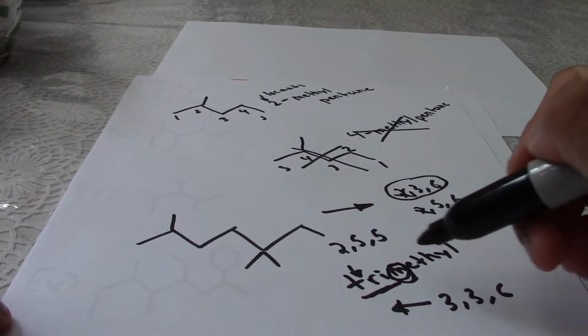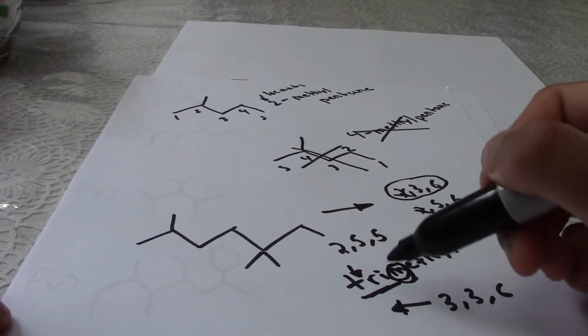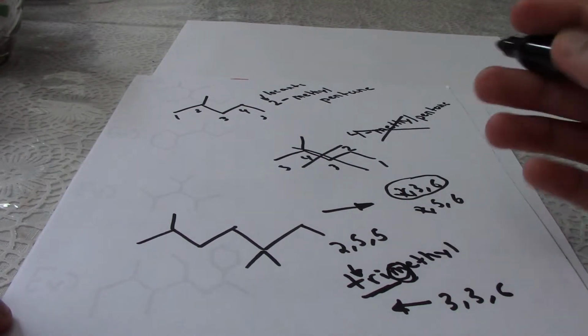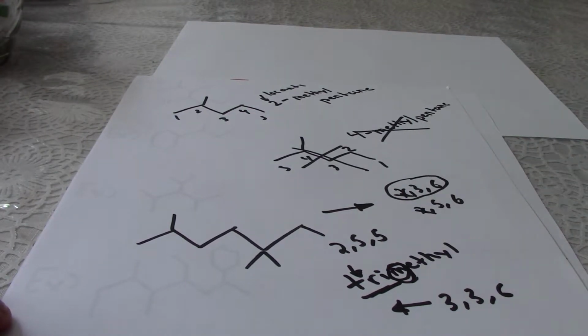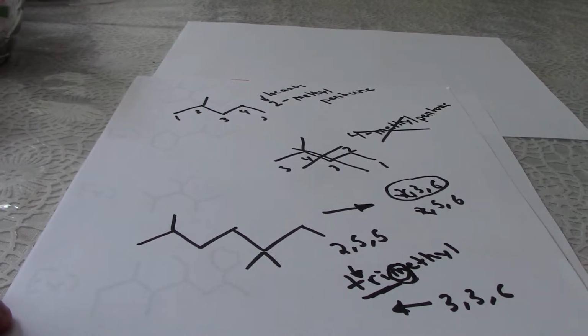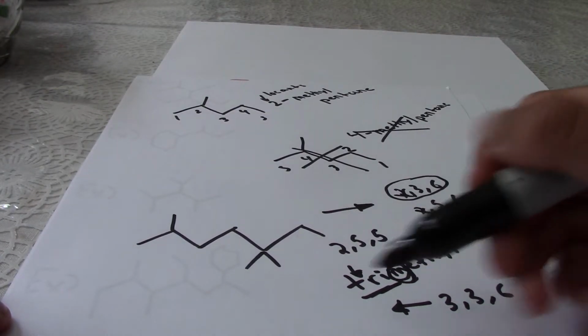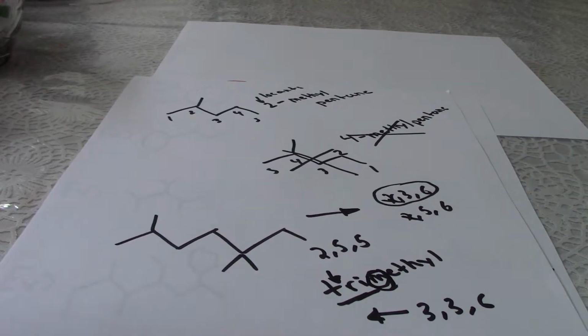And the reason for that is because this tri prefix doesn't count. Let's even say it was a dimethyl compared to an ethyl. The ethyl still gets placed first because in alphabetical order, E comes before M. We don't care about the di, tri, tetra prefixes for alphabetization.